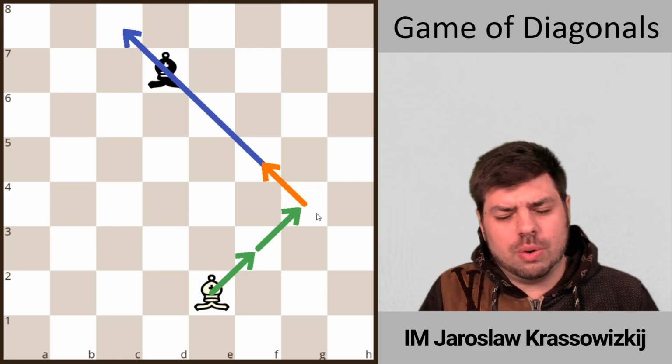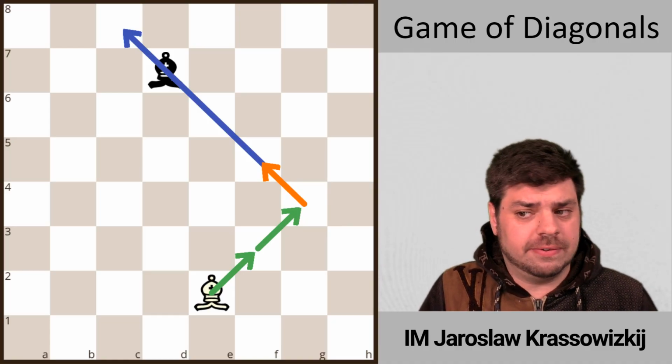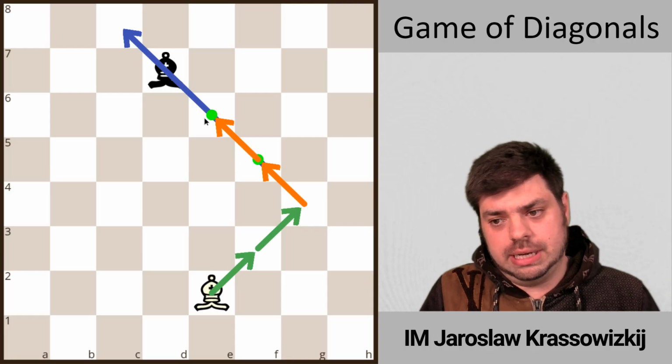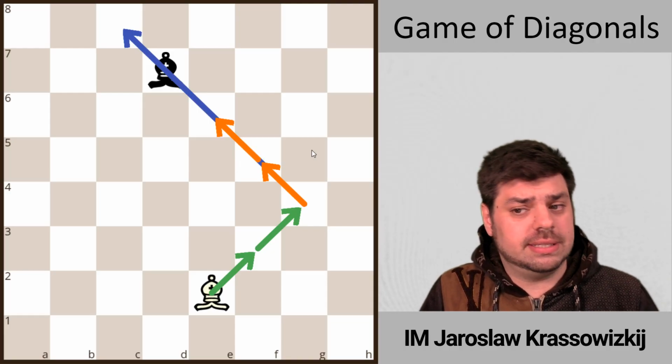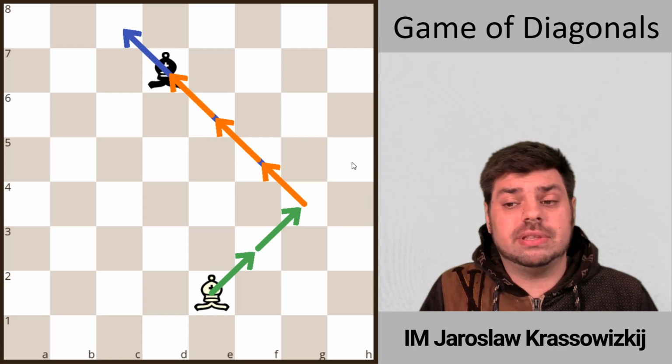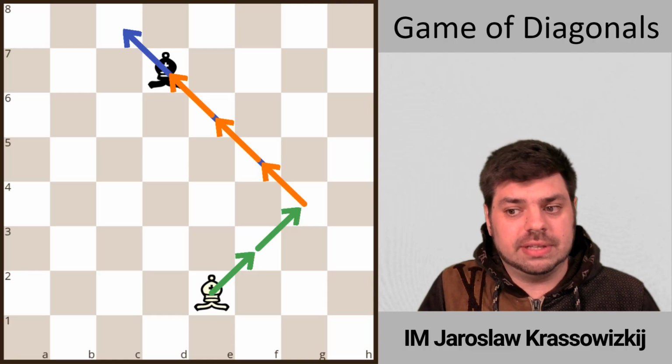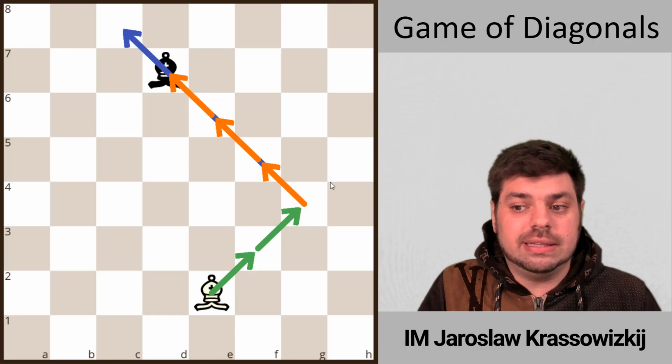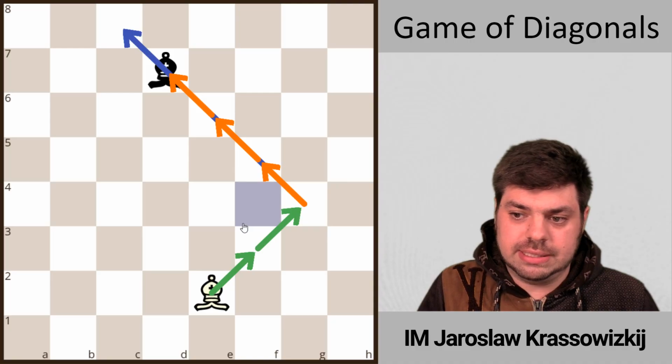So from G4, 1 step to the left is F5. Is F5 the solution? No. Let's make another one from F5 to E6. Is E6 the right solution? Again, no. Is E6 to D7 the right solution? Well, yes, D7 is the square we are looking for. Therefore, our solution is G4.